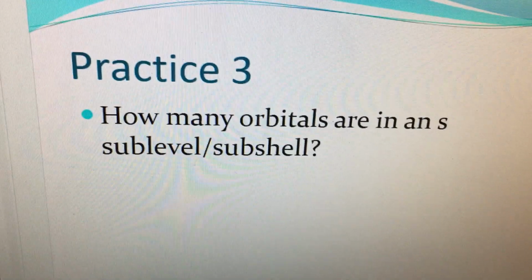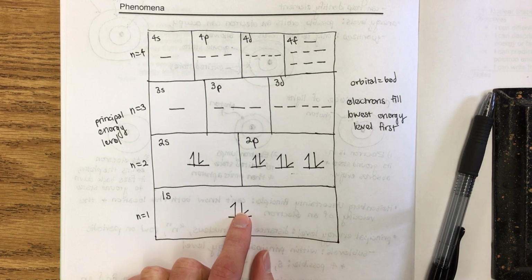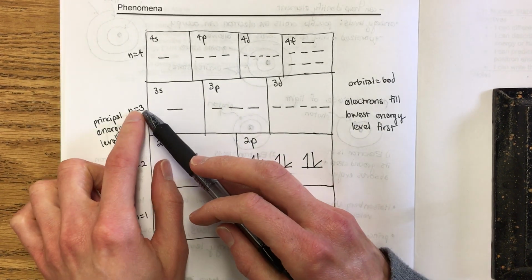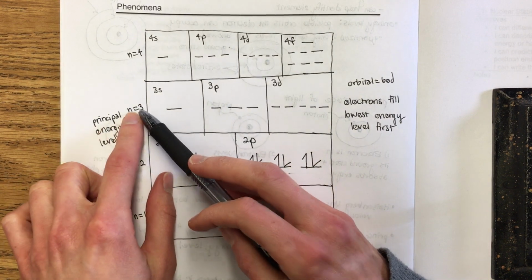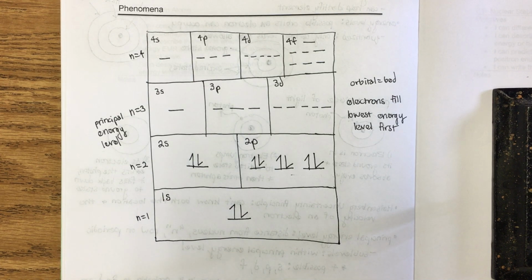How many orbitals are in an S sublevel? That would be 1. Okay, I could also ask you how many sublevels are in the third principal energy level. So the third principal energy level has 1, 2, 3 sublevels, an S, a P, and a D. So you need to be able to answer those kinds of questions.